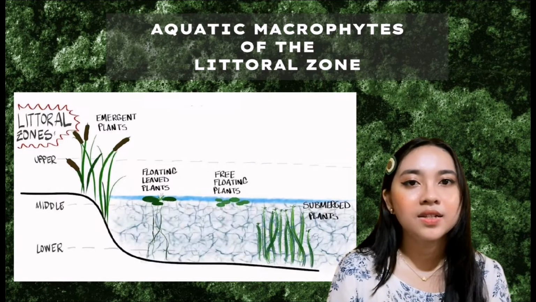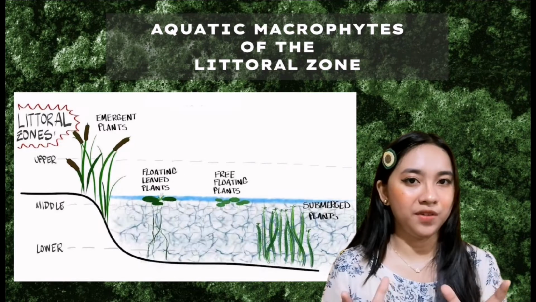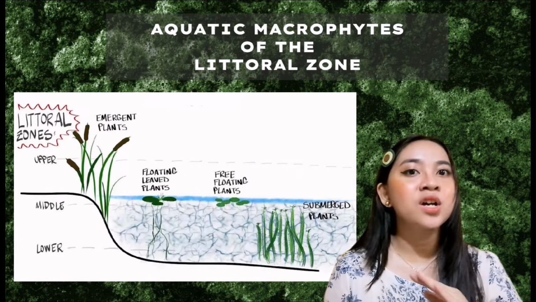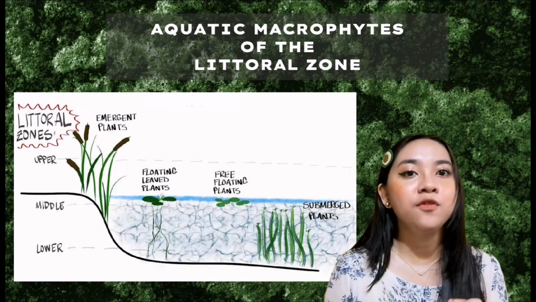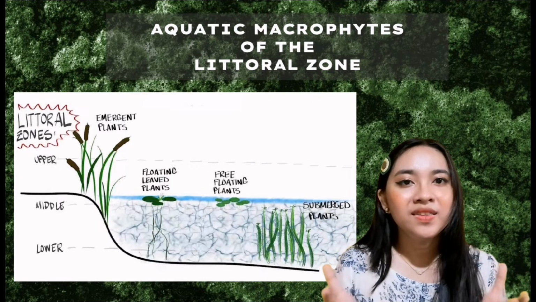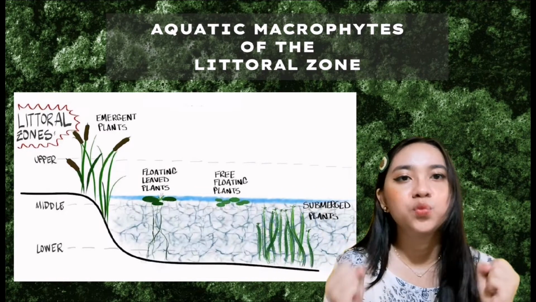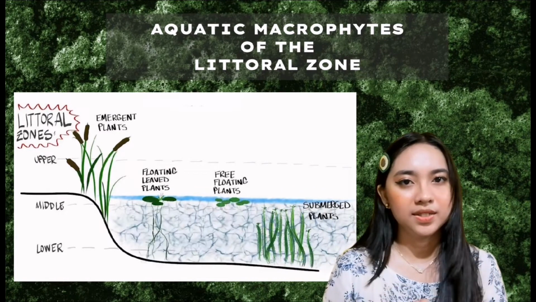On the other hand, the free-floating zone includes macrophytes located on or just below the surface of the water body. This allows them to withstand waves but they could be blown out by strong gusts of wind.